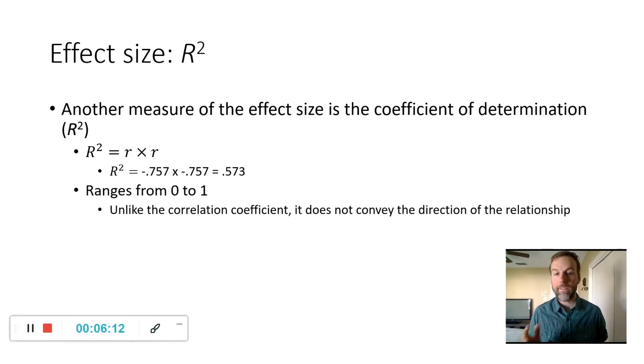Now by convention, the coefficient of determination is a capital R, and the correlation coefficient is a lowercase r. If you think about the math behind this, r squared is going to range from 0 to 1. So it no longer tells us about the direction of the relationship. It's always going to be positive, but it tells us about the amount of shared variance between your two variables.